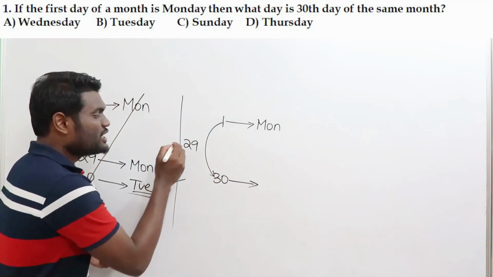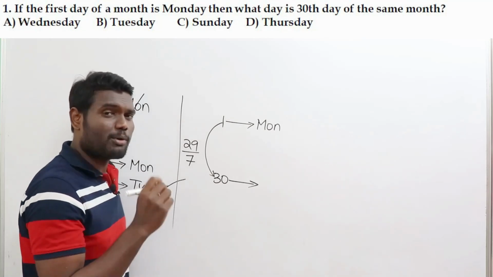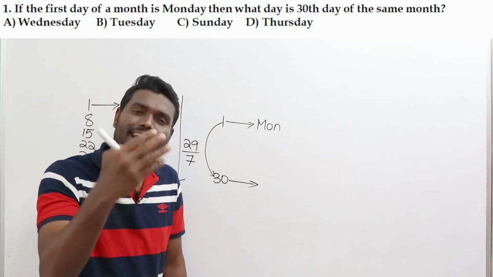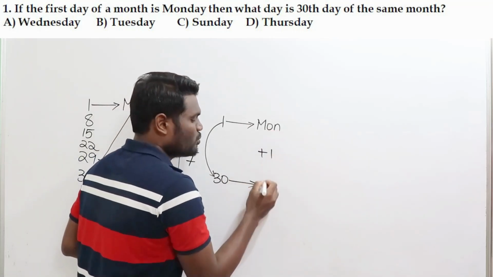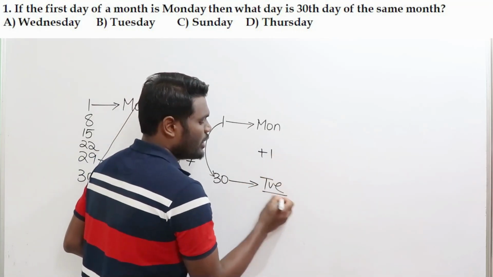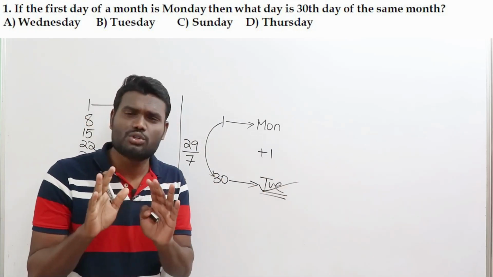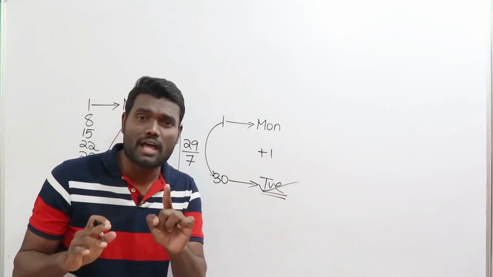Okay. Now in 29 days, how many odd days are there? In 29 days, the number of odd days will be 1. As we have one odd day, we will move one day forward. So one day forward, Monday plus 1, we can say that the answer is going to be Tuesday. As simple as that, which means you can solve this question in a simple manner. Okay, is this clear with everyone?